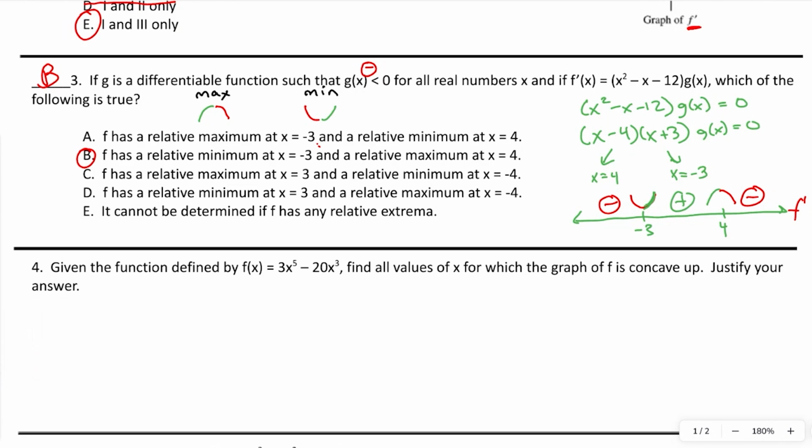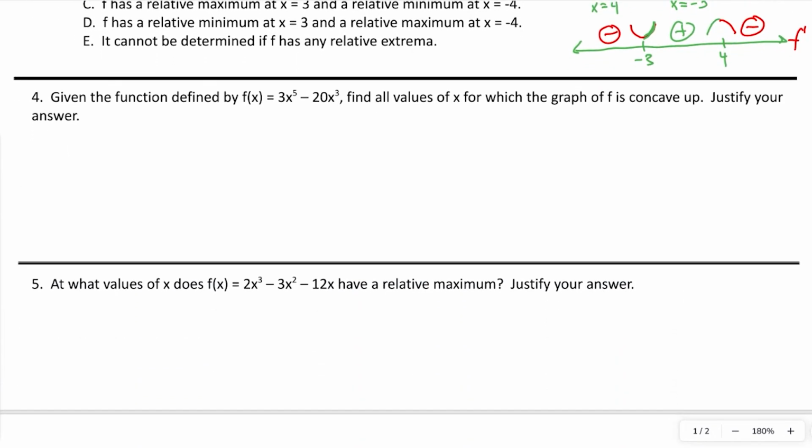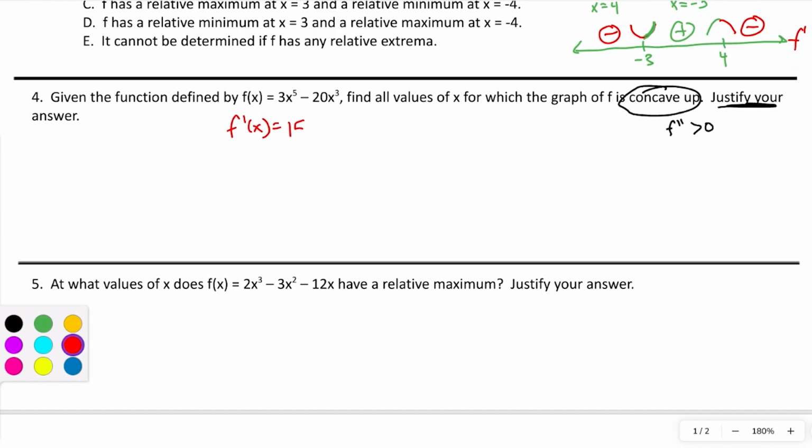Number 4 says, given the function defined by this cubic, find all values of x for which the graph is concave up. So we've got to know what it means to be concave up. Your function will be concave up if the second derivative, and this is really your justification, is positive. So we're going to find that second derivative, create a sign chart, and find the intervals where f double prime is positive. Let's find f prime first. We need that to find f double prime.